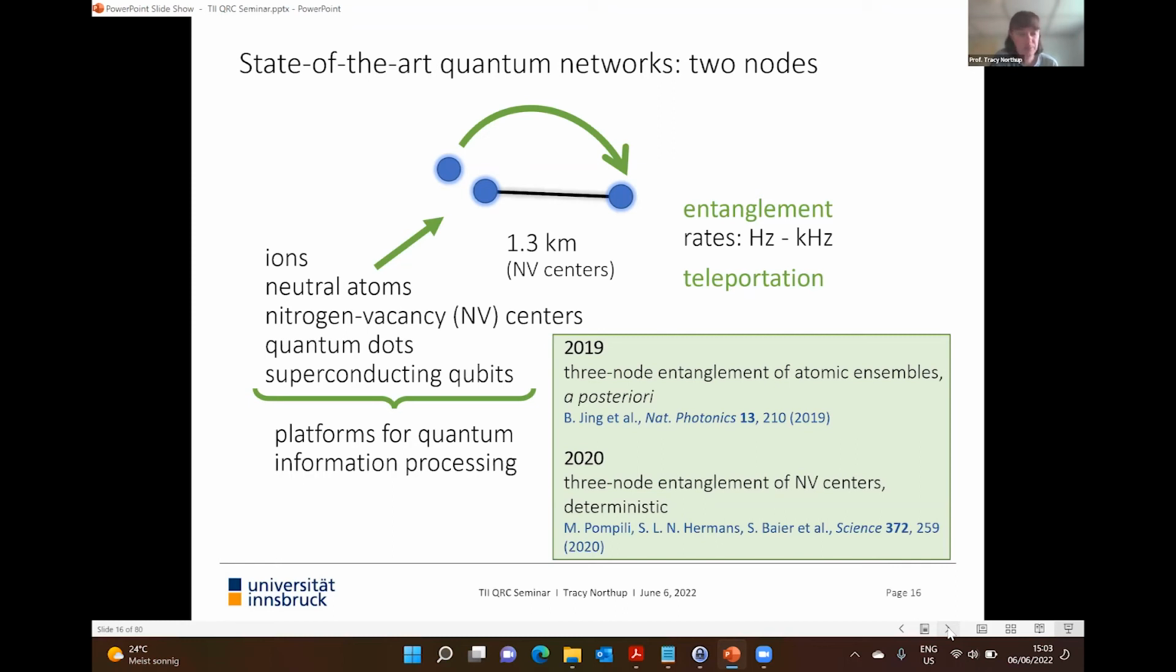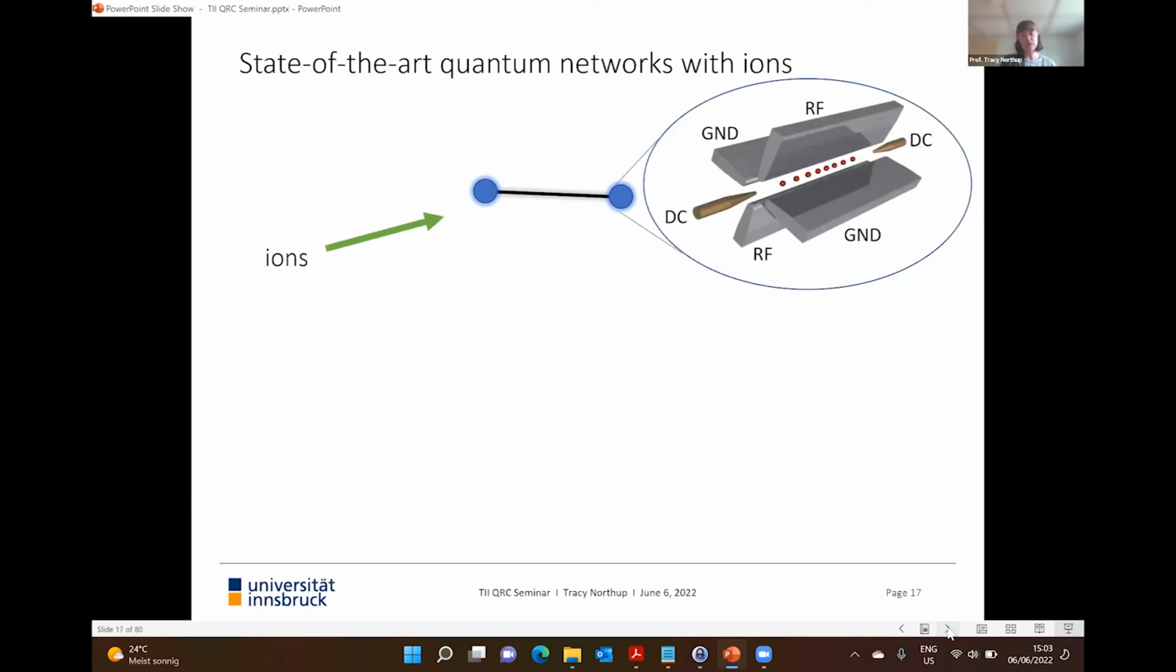For example, in Jian-Wei Pan's group, 3-node entanglement of atomic ensembles that was able to be verified after the fact back in 2019. And then the next year, deterministic 3-node entanglement of NV centers in Ronald Hanson's group. And even more recently, just 2 weeks ago, there was a publication about teleportation from the same group. So again, even fewer systems where people have been able to link together 3 nodes. So that's a broader picture. And then, I've told you that we're focusing on ion traps. And so let me tell you about what's been done with trapped ions so far.